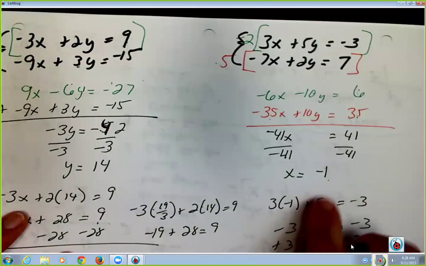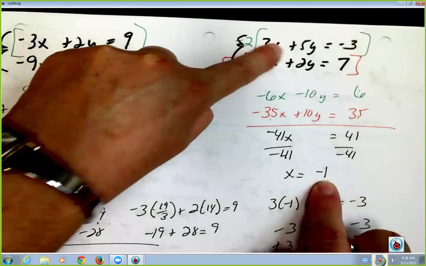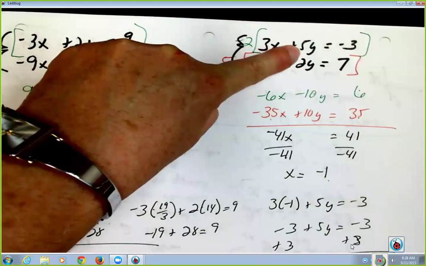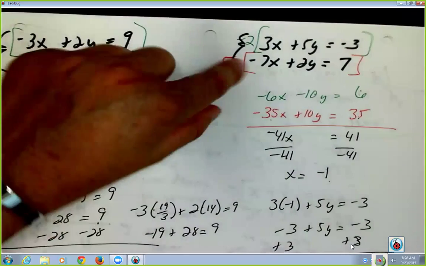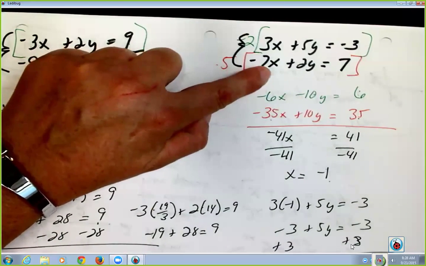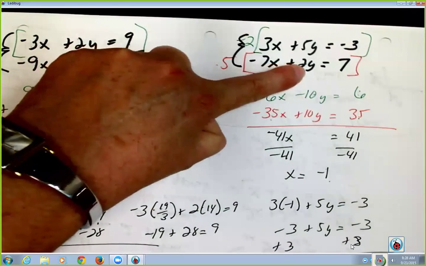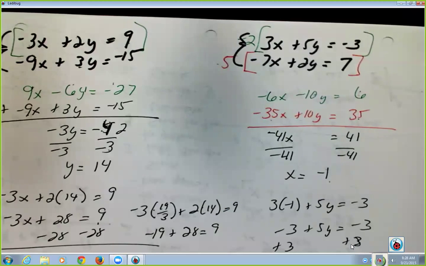3 times a -1 is a -3. 5 times 0 is 0, so -3 and 0 is a -3. And -7 times 1 is a +7. 2 times 0 is 0, and I get 7, so we know it worked.